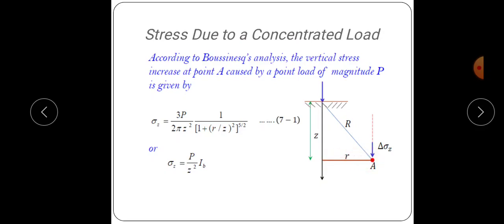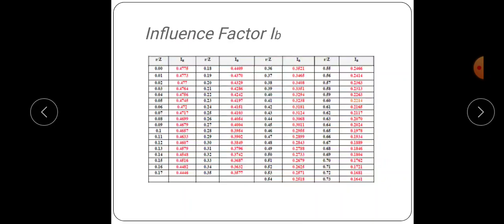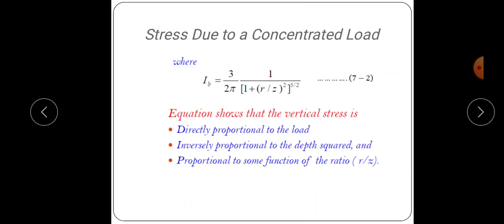So r is the radial distance, z is the depth, and we have discussed the influence factor IB. In this equation the constant is replaced by the influence factor IB. So the equation for vertical stress is P by z square into IB, where IB is equal to 3 by 2 pi into 1 by (1 plus (r by z) the whole square) raised to 5 by 2. By substituting values for r and z, we will get the value of IB from this equation.